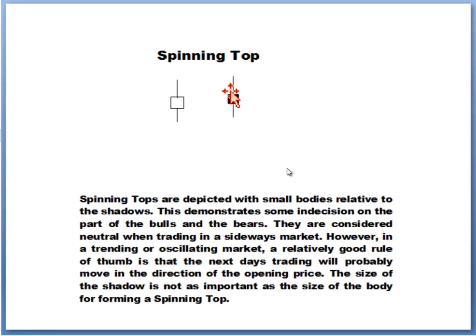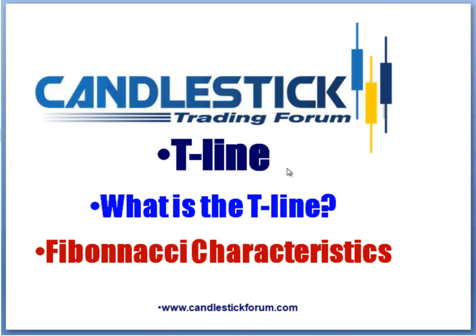It just has a little bit bigger a body. It looks like a spinning top, but it still represents there is indecision between the bulls and the bears. Now, through the years, we've had the benefit of applying the T-line to our trades.